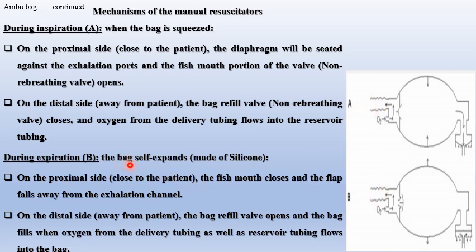During expiration, the bag self-expands. It is made of silicone. During this time, on the proximal side, close to the patient, the fish mouth closes. It is opened here, but here it is closed. And the flap falls away from the exhalation channel. So exhalation can happen from this direction and like this, from the patient and outside through the port.